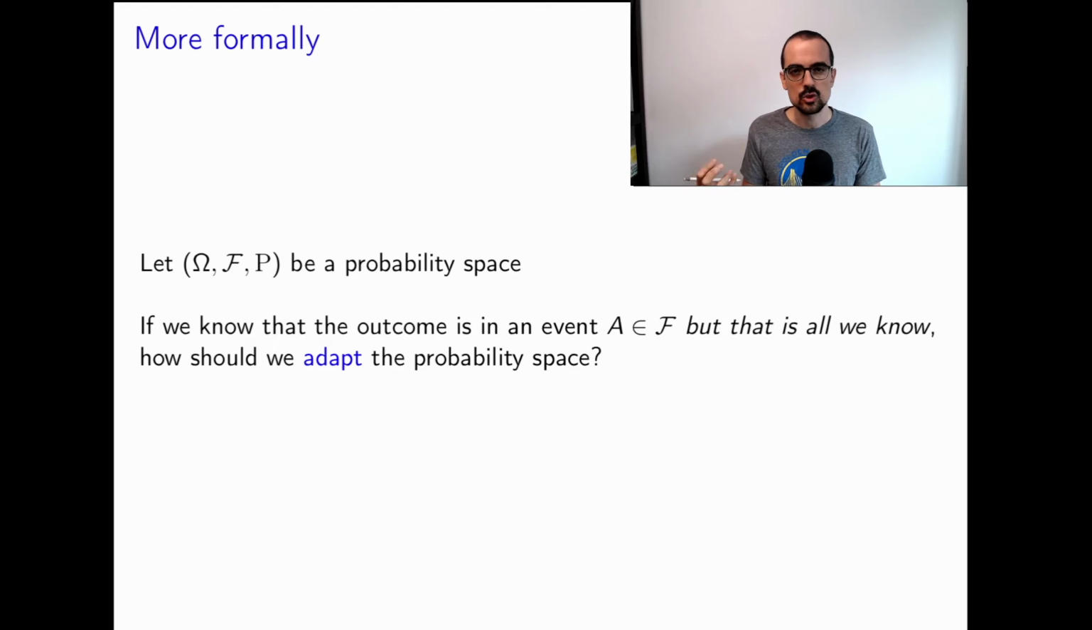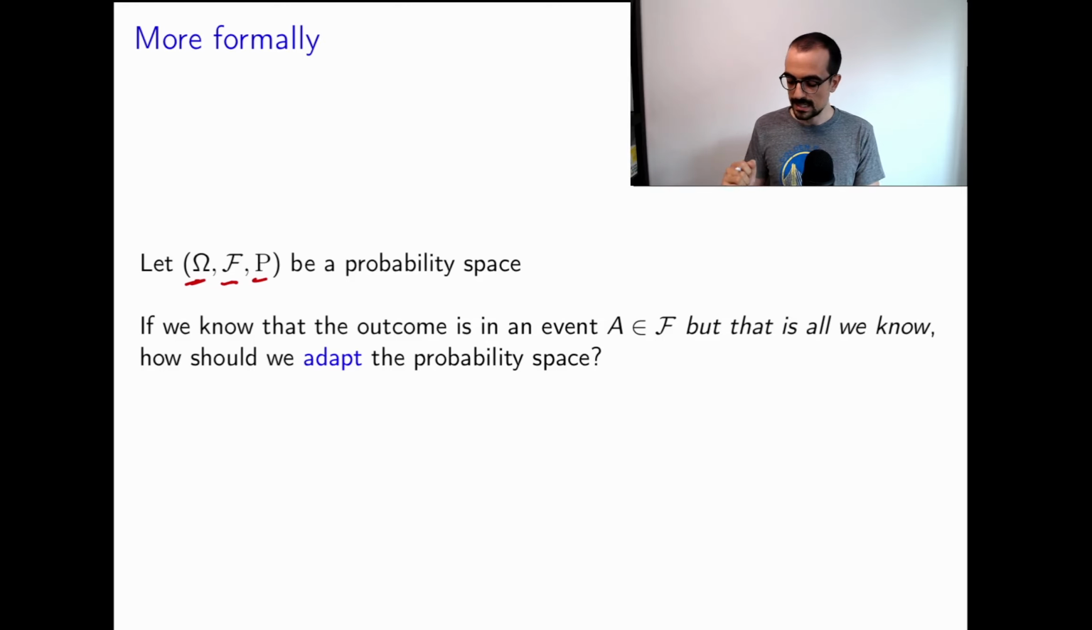Let's go back to the formal mathematical framework of probability spaces, and let's see what we have there. Remember that a probability space is formed by the sample space that includes all the possible outcomes, a collection of events that technically has to be a sigma algebra, which is a scary sounding name, but basically it's just a collection of events that has to satisfy some reasonable conditions, and then a probability measure that assigns probabilities to the events.